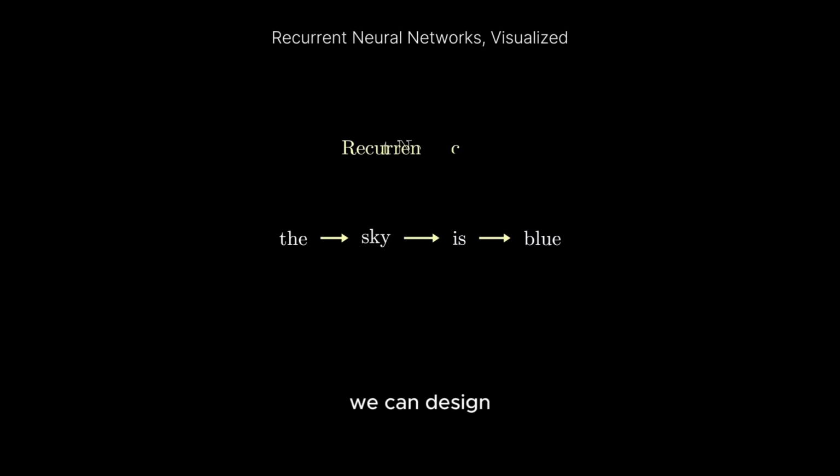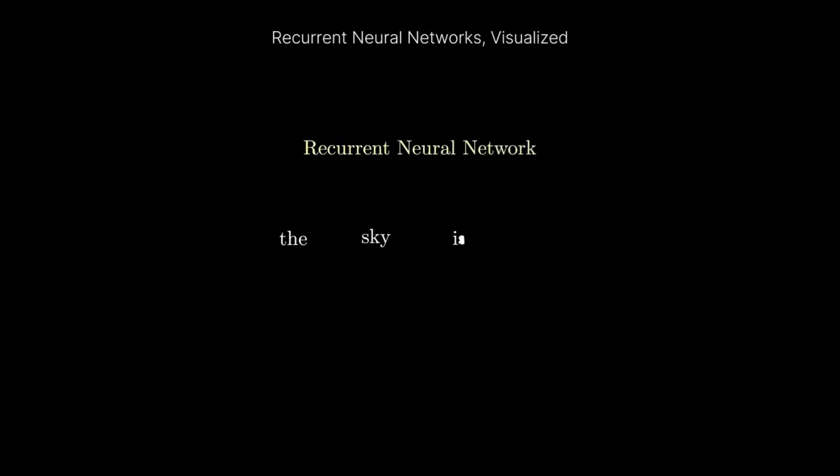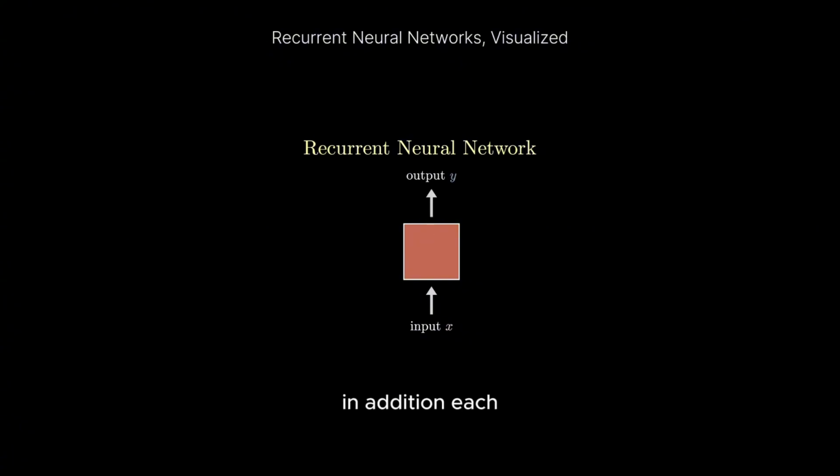Let's see if we can design a recurrent neural network. I'll start by creating what I'll call a recurrent neural network cell. Each cell has an input X and an output Y. In addition, each cell has a hidden state. The hidden state is meant to encode some representation of the text so far.